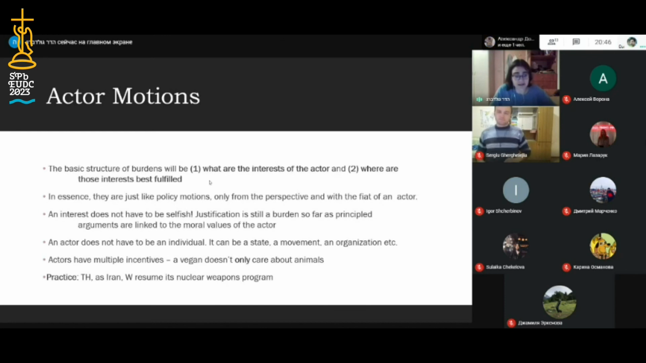Also, an actor doesn't have to be an individual. It is the most common form of actor motions, but an actor can also be a state, a movement, an organization, any specific stakeholder that we want to take the perspective of. And one last thing to be said about this, actors have multiple incentives, not only the most obvious ones.